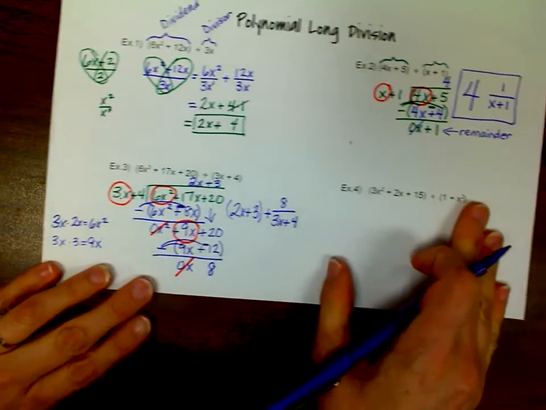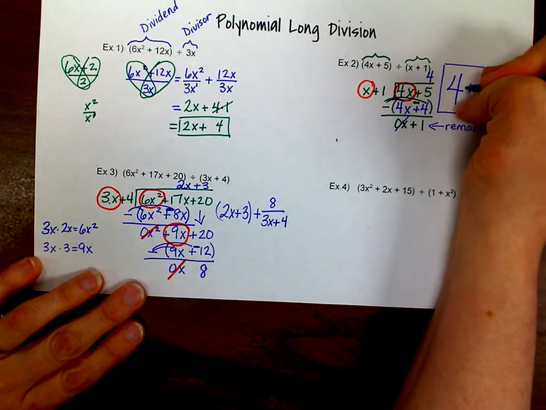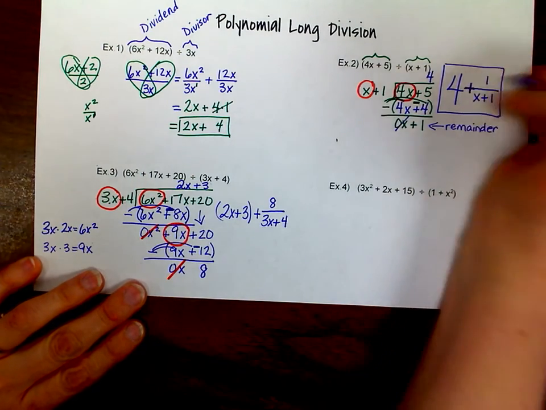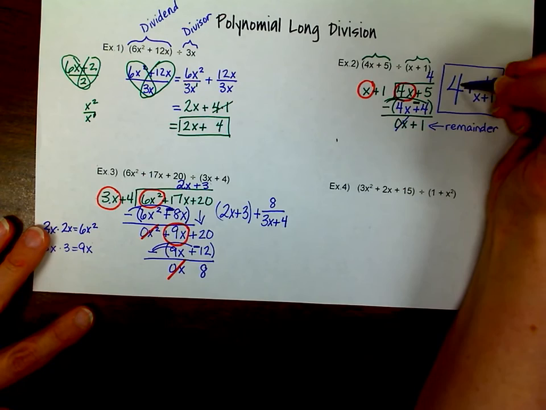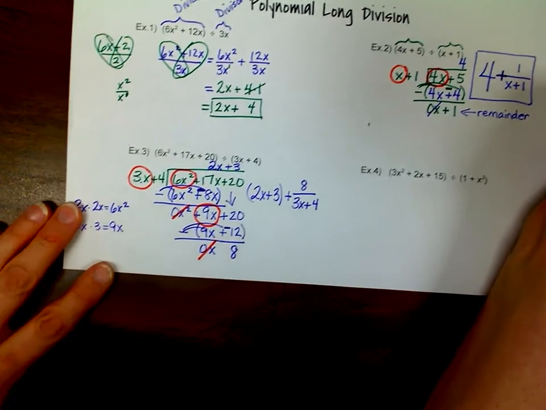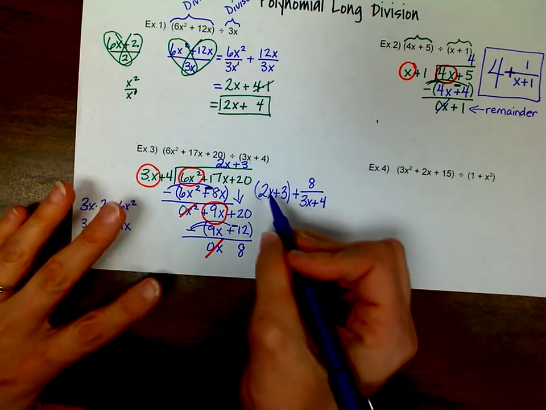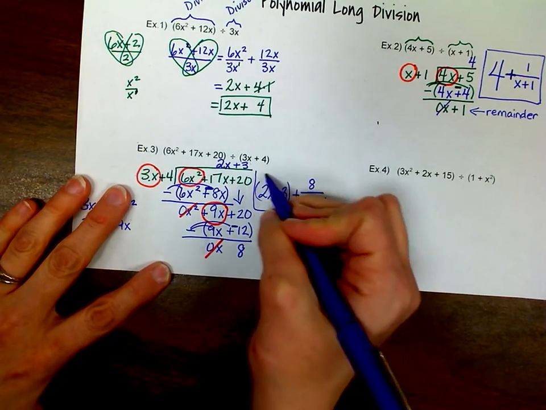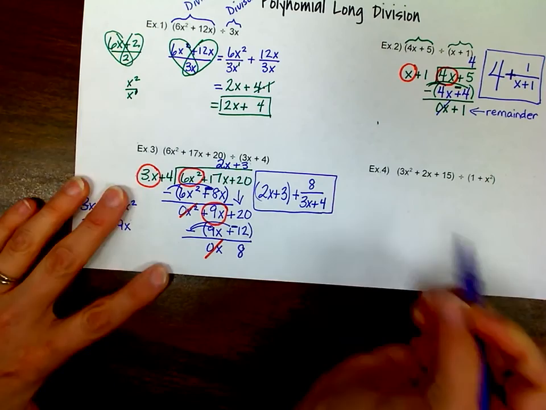Now I just noticed, back up here, I forgot to put my plus sign in there, so let's go ahead and do that. So move back up to example 2 and be sure you put your plus sign in between that whole number 4 and the fraction. Now again, this looks very awkward, but this is actually our solution in our polynomial division.